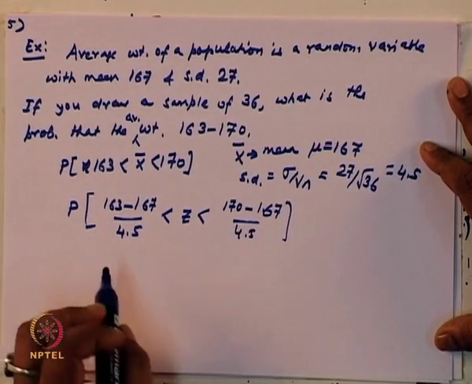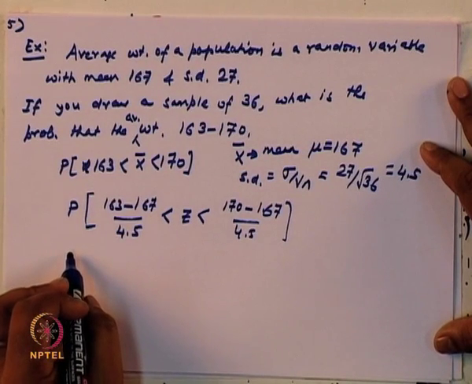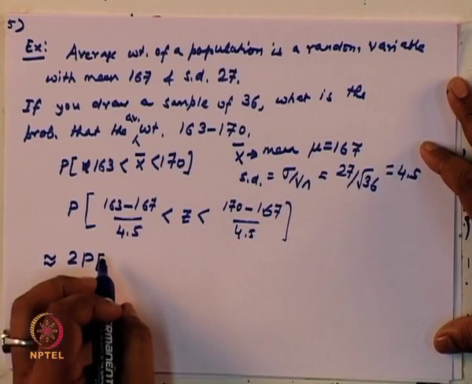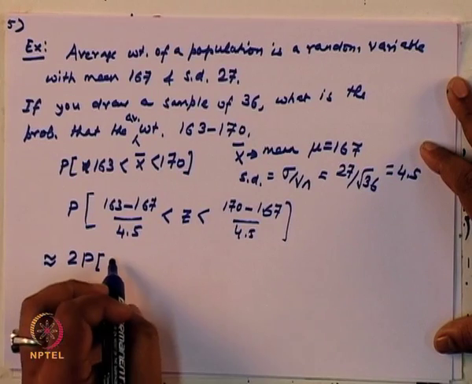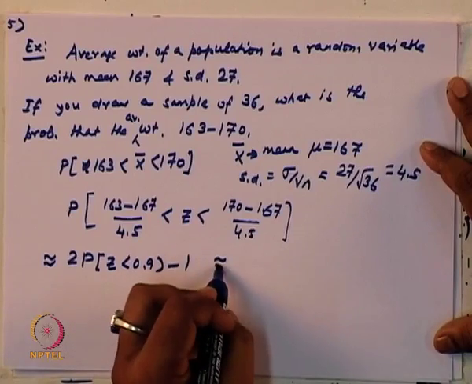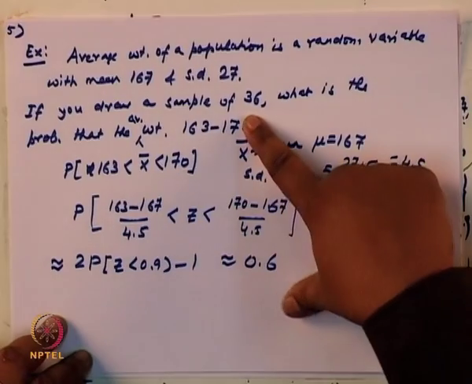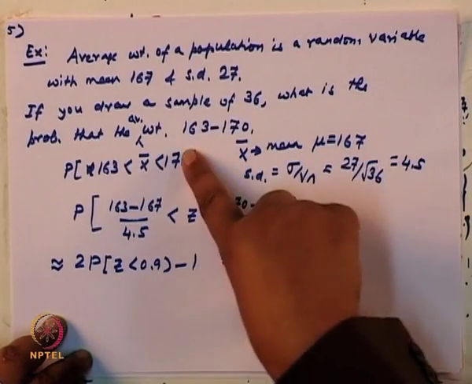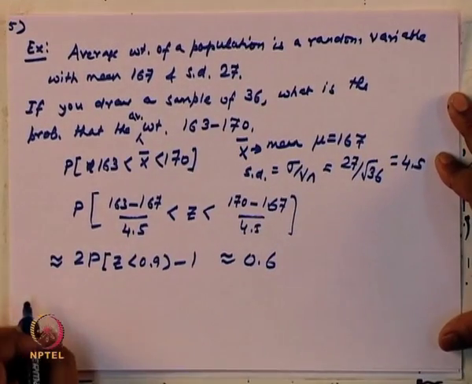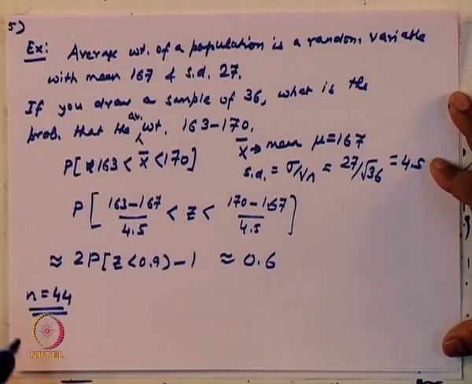So, you can make this simplification, and this is roughly 2 times the probability that z is less than 0.9, minus 1, which is roughly equal to 0.6. So, for your sample size of 36, the probability that the average weight will lie between 163 and 170 is 0.6.